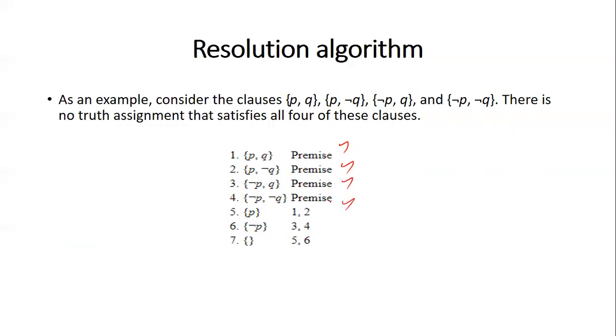When you apply the resolution rule between 1 and 2, Q and not Q get cancelled, so it will be P and P, which can be written as just P. Similarly, when you apply the resolution between 3 and 4, not Q and Q get cancelled, so you get not P. Now, when you apply resolution between 5 and 6, it is P and not P, which results in a null set.